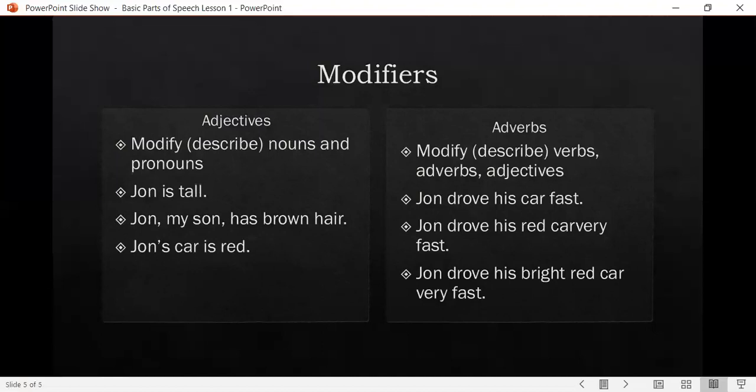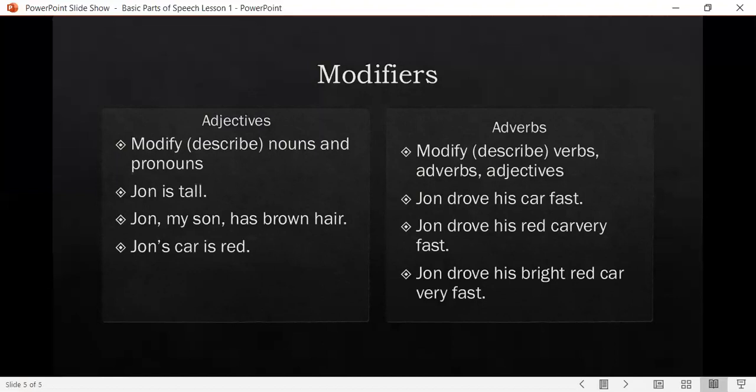John, my son, has brown hair. What color hair does he have? Brown. Brown is an adjective describing hair. The next sentence is pretty much similar to what we were talking about, only it's talking about a car instead of hair. John's car is red. So it's a possessive noun. It's owned by John. But what color is it? It's red. That makes red an adjective describing the car, not John, the car.